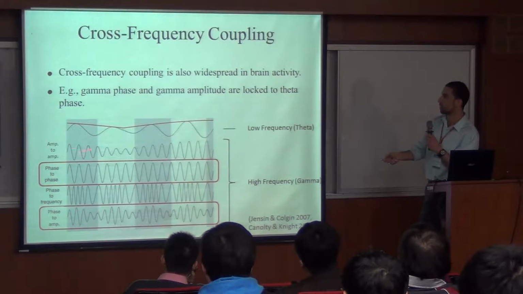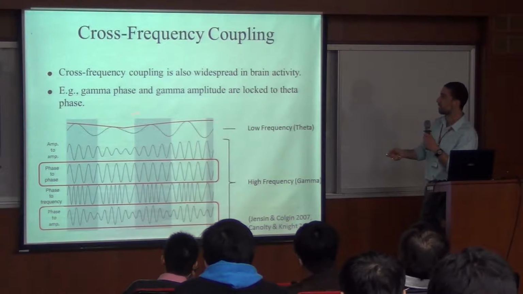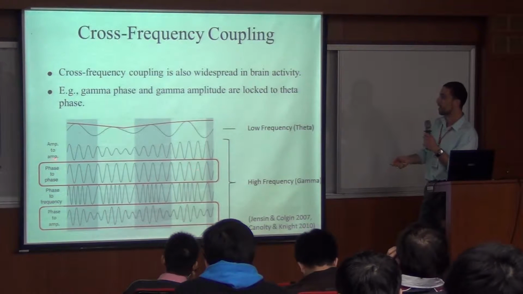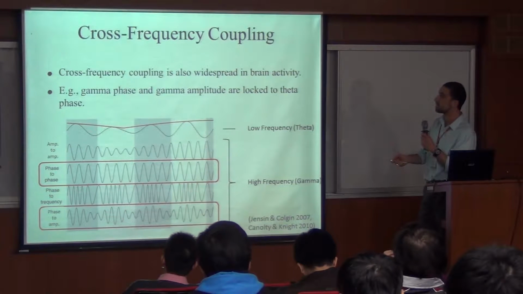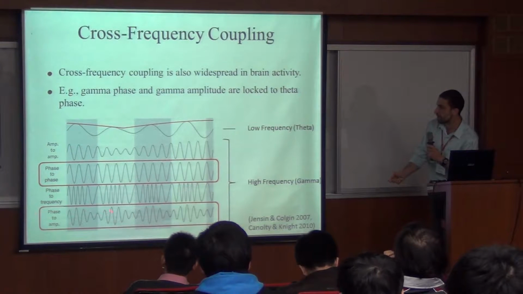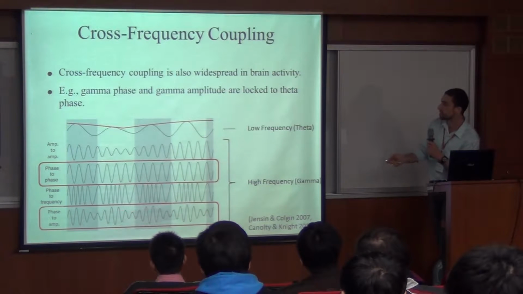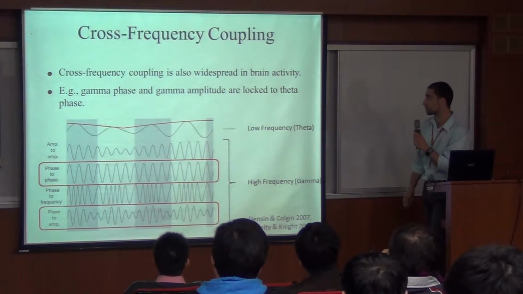So here we have a high frequency signal whose amplitude is modulated identically to the amplitude of the low frequency signal. Here we have a high frequency signal phase locked to the low frequency signal. Here we have a high frequency signal whose frequency depends on the phase of the low frequency signal. And finally, we have an example of a high frequency signal where the amplitude of the signal is modulated so that it's highest at certain phases of the low frequency signal. So I hope that's clear.